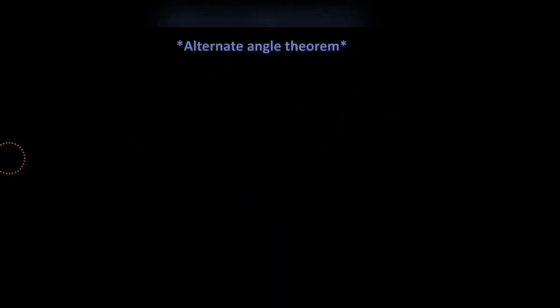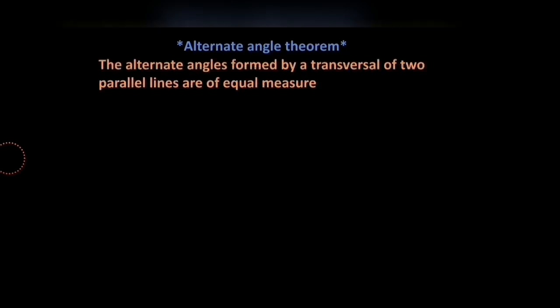Now boys and girls, let's try to prove the alternate angle theorem using the same base property: interior angles are supplementary. The statement of the theorem is: the alternate angles formed by a transversal of two parallel lines are of equal measure. Same as before, corresponding angles are equal and alternate angles are also equal. So whatever extracted information we require will remain the same. Just instead of corresponding angles, we are going to write alternate angles, right?